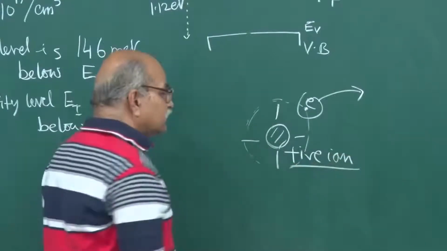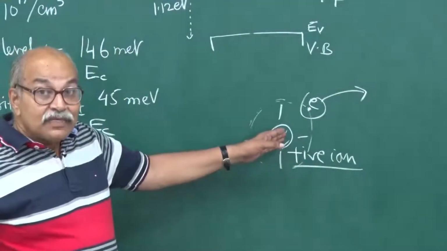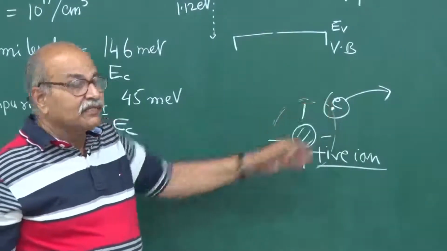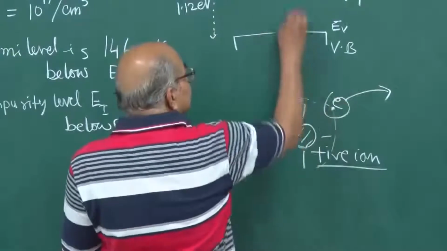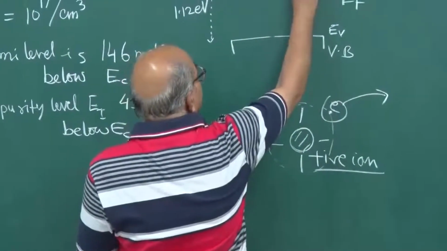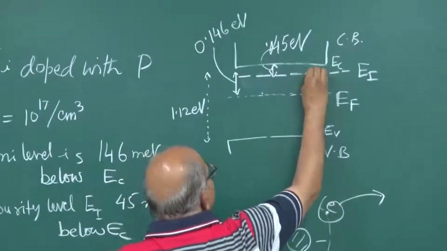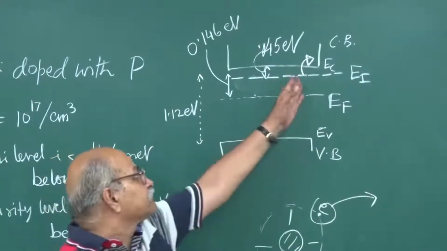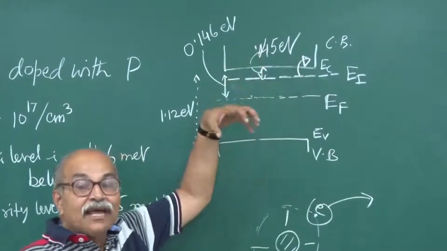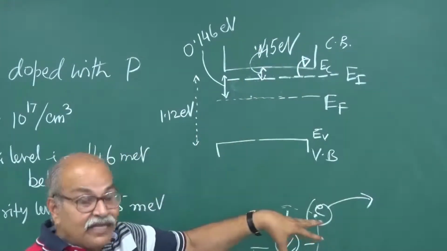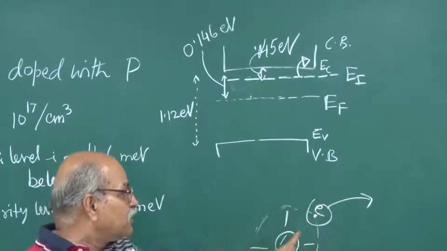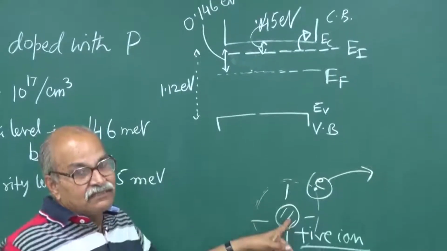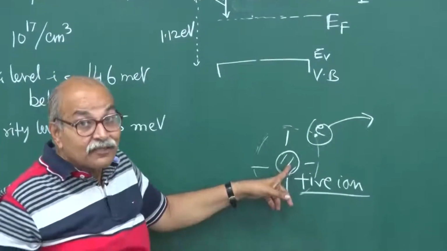And you say that this donor atom has been ionized. That means the electron has gone into the conduction band. So the impurity level energies are here. These are the impurity level energies. So once the electron goes from this impurity level to the conduction band, your donor atom is ionized. And if it is still bound here, then you say that it is not ionized.